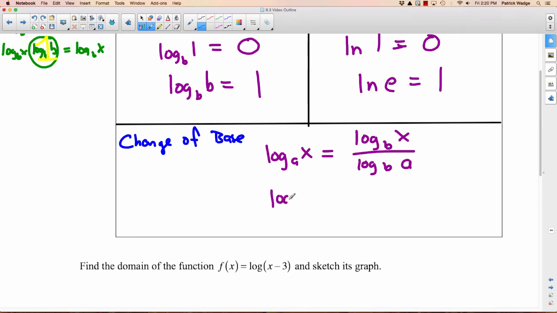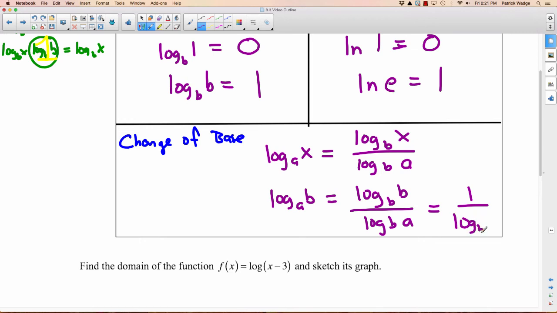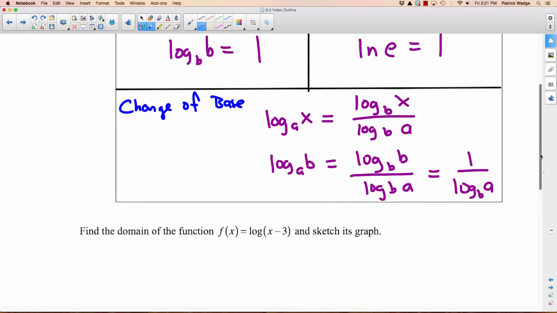Related to that, the base a logarithm of b is equal to, now if we use change of base and put base b for both top and bottom, we'd have log base b of b over log base b of a. Well, if you look at this top part, that's exactly this, so you get 1 over the base b logarithm of a. So there's another property of logarithms. If you have the base a logarithm of b, it's equal to 1 over the base b logarithm of a. Okay, it's not used all that often, but it's kind of a nice one to know as well.